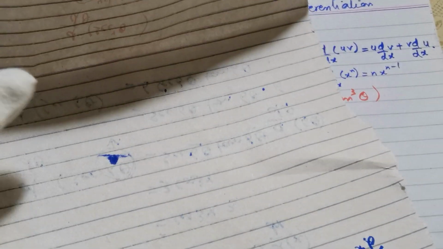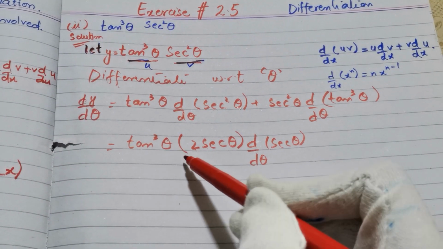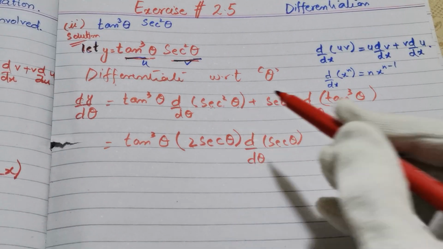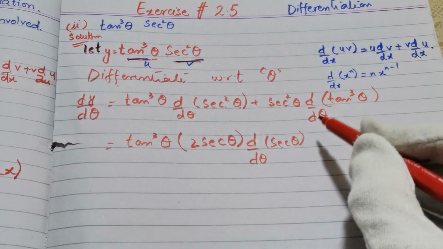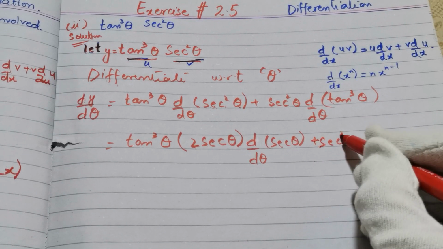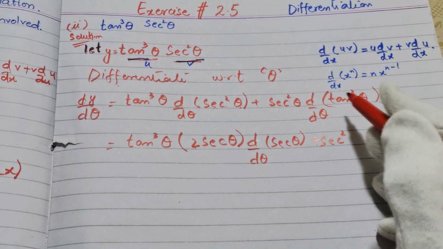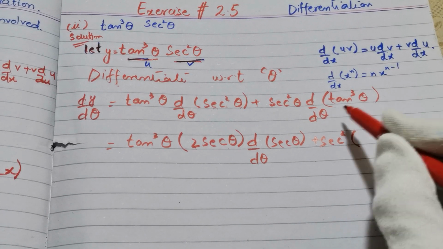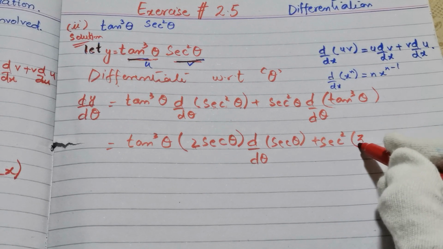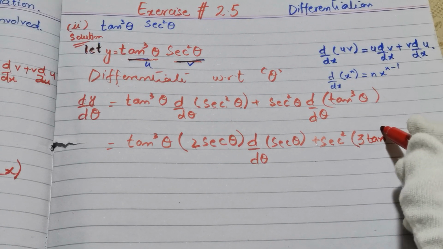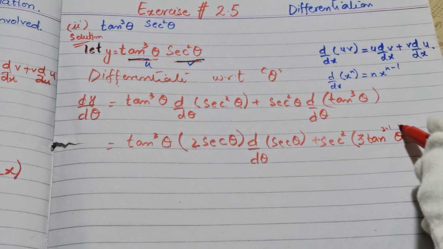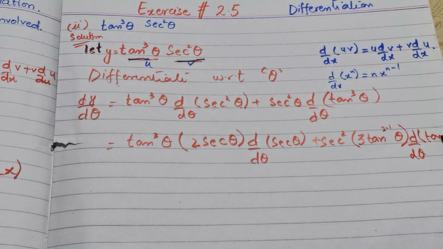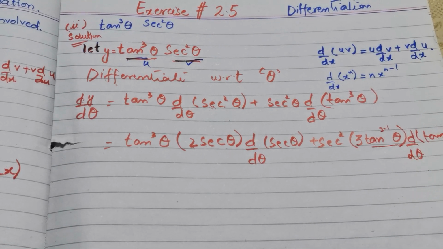Now similarly, tan cube theta times 2 secant theta, the derivative of simple secant theta, plus secant square times the derivative of tan cube. Here again we apply the power rule, and according to the power rule, n x to the n minus 1 theta, and the derivative of tan theta, simple tan theta.